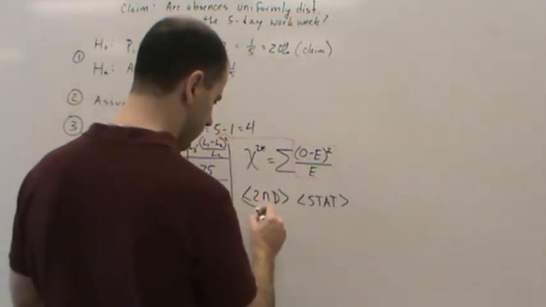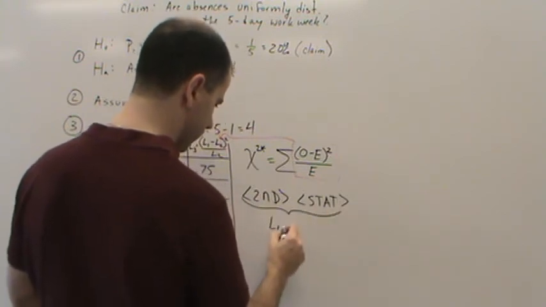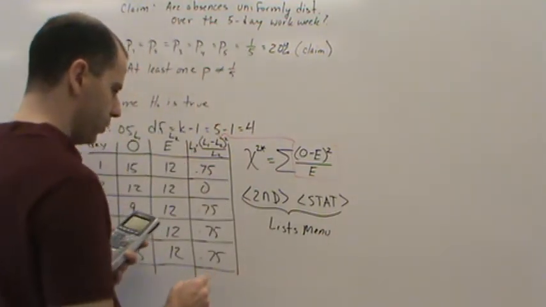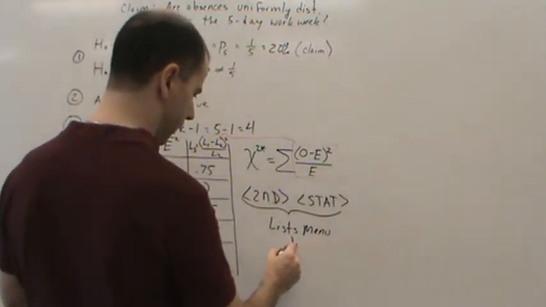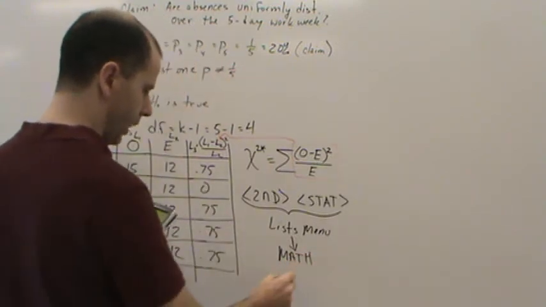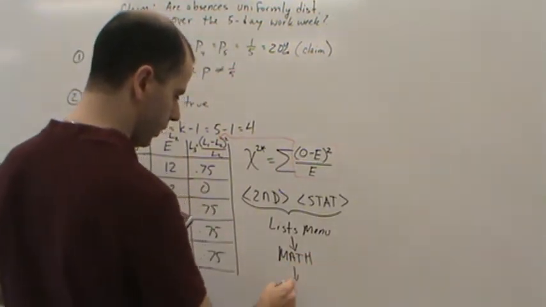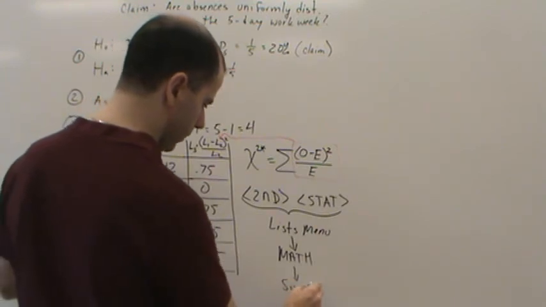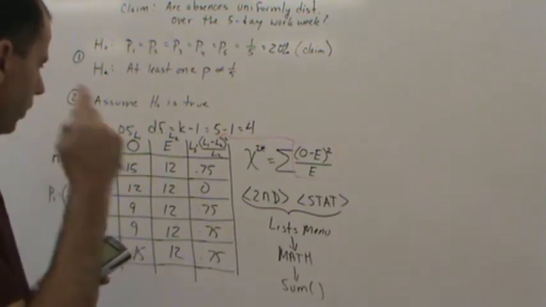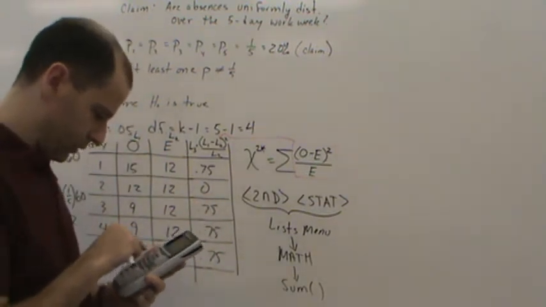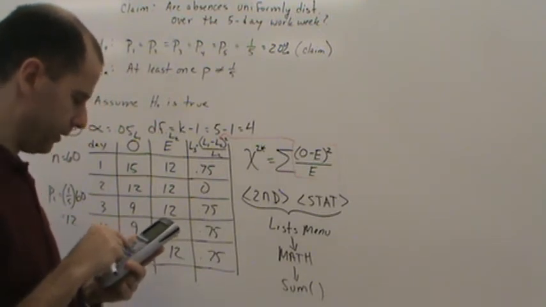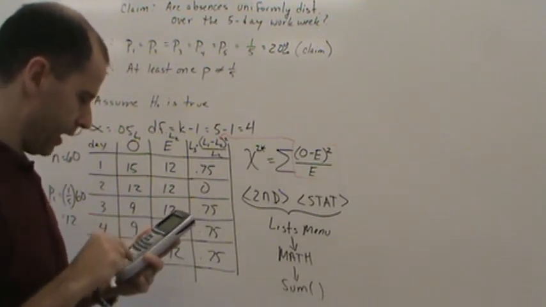Okay, so this is going to take you to your lists menu. And then you want to go to math. And then from there, you're going to go to sum. And that's what you want. Okay, so you're going to go second stat. So I'm going to do that right now. So second stat. And I'm going to scroll over to math. And then number 5 is sum.